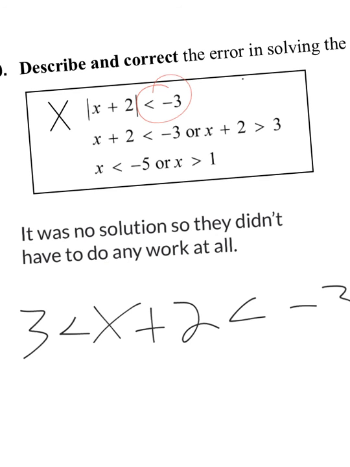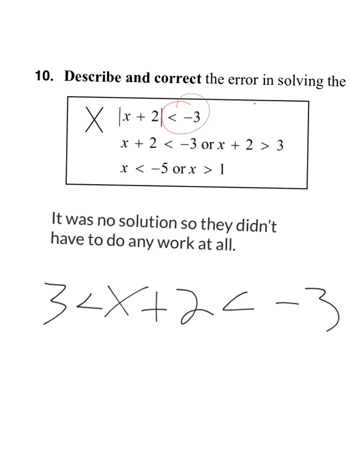So what was the mistake? The mistake was that it was no solution. They shouldn't have done any work at all because it's less than a negative, and you're never going to be less than a negative if all you're doing is taking the absolute value of something. So that was the mistake they made.